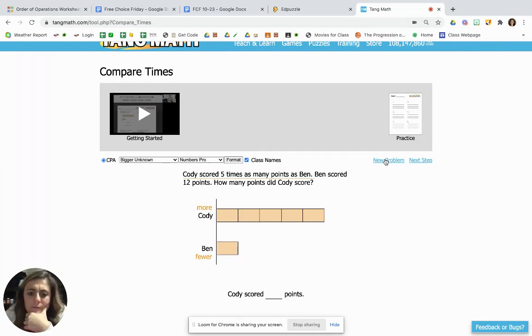So there we go. Now, it says here that Ben scored 12 points. So in Ben's box, we're going to put 12. And remember, the numbers stay the same. So in all of Cody's boxes is 12. Now, the simple problem that we have right up here is 12 times 5 to represent how many points Cody scored. So 5 times 12 is 60. So Cody scored 60 points.